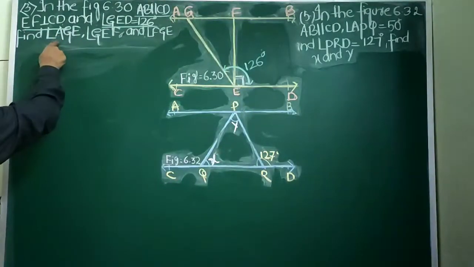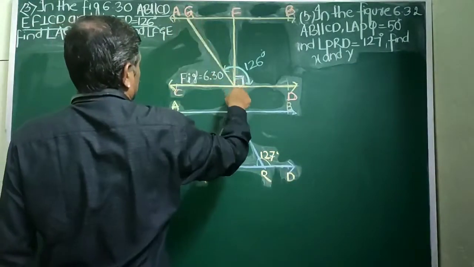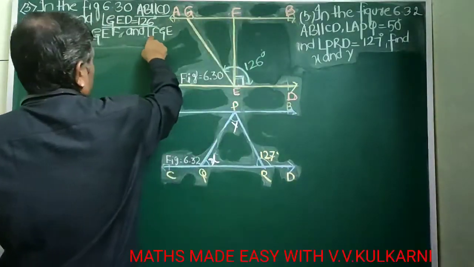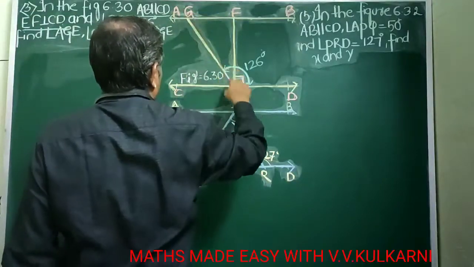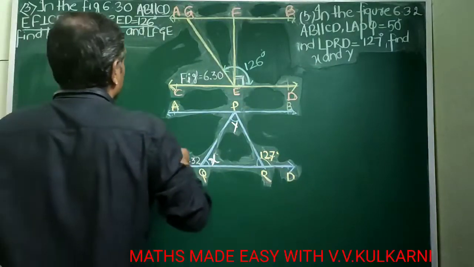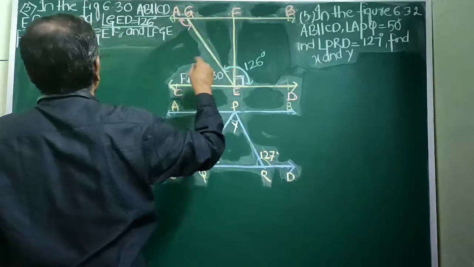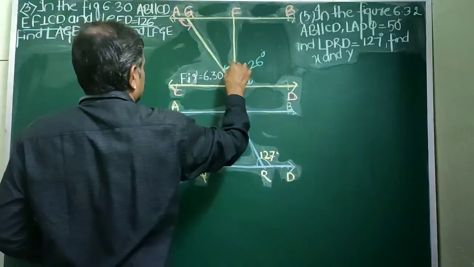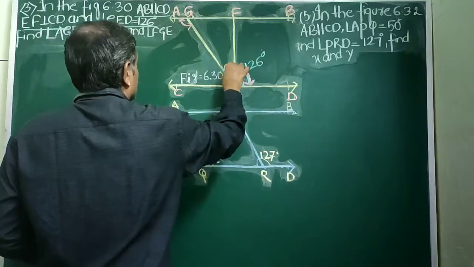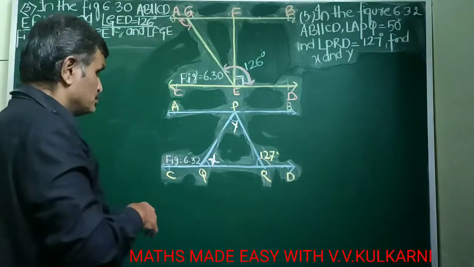Now the question asked is, what is the measure of angle AGE? Next, what is the measure of GEF? And what is the measure of FGE? Just to repeat what is asked: this is your AGE, and this is your GED. These two angles, by mere seeing itself, we can say that they are alternate interior angles. We can use the hint here.